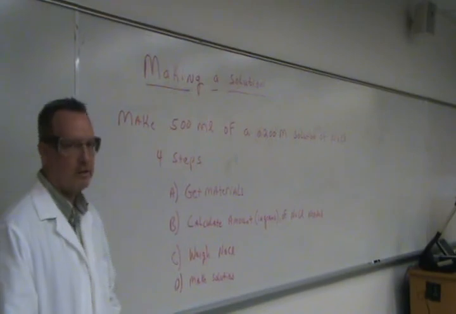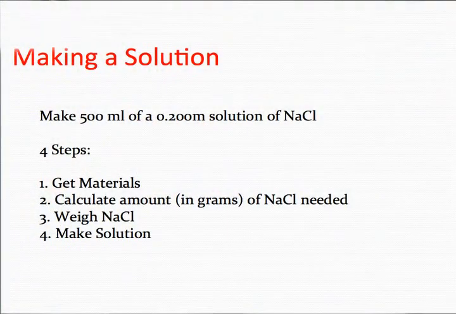Today we're going to make a solution of NaCl. We're going to make 500 mL of a 0.2 molar solution of NaCl. There are 4 steps. Step 1, get your materials. Step 2, calculate the amount in grams of NaCl that is needed. Step 3, weigh your NaCl. Step 4, make the solution.